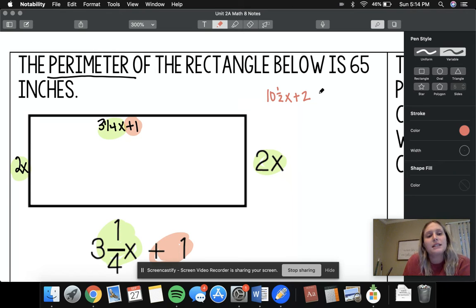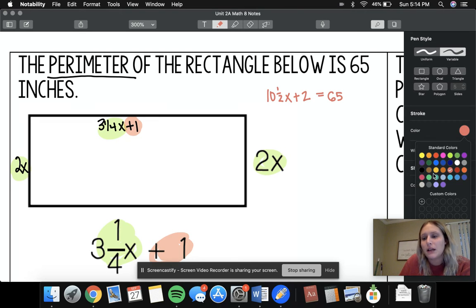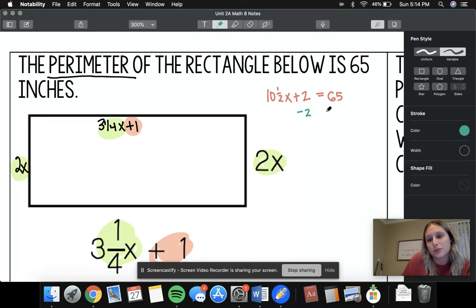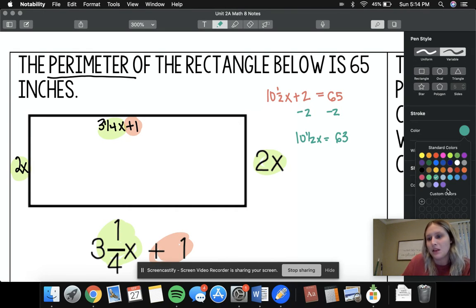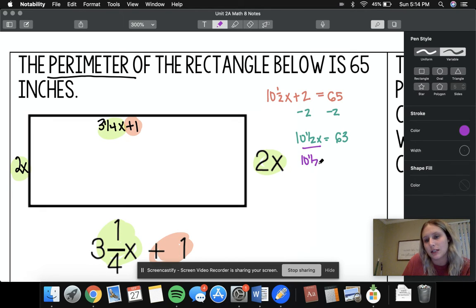All right, but it does tell me in the very beginning, the perimeter is equal to 65 inches. Okay, so now we can set this math problem equal to 65 inches. Okay, now because we have an equal sign, we can actually figure out what x is equal to. So we're going to take away the little 2's. So 10 1/2 x's is just equal to 63. Okay, so we know 10.5 x's. We only want to know what 1x is equal to. So we're going to divide by what we see, which is 10.5. And we should get x equals 6.